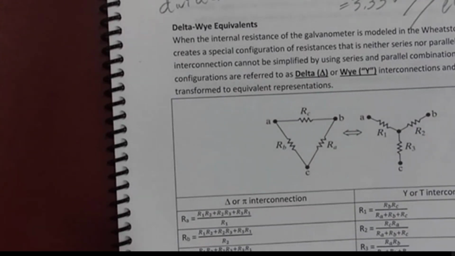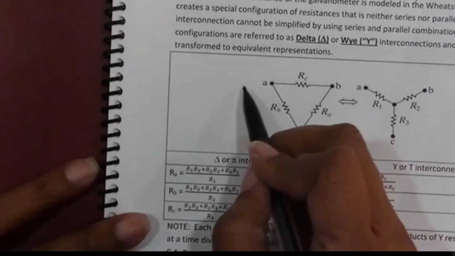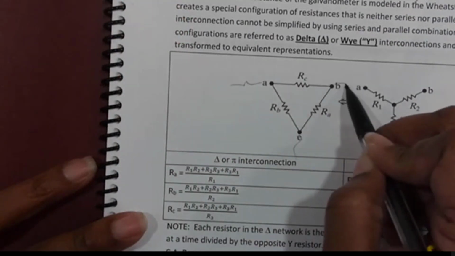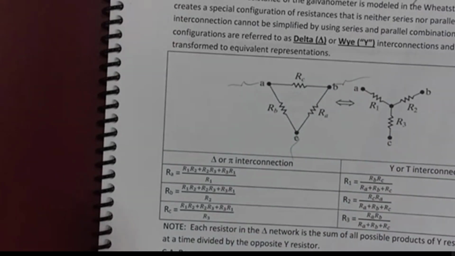So until you learn about delta and Y equivalents, the only way to do those problems is to write 3 KVL equations and then solve for the unknowns. I'm going to show you another way to do that where you simplify the circuit and then solve for R. And that's called delta Y equivalents. So when you have a circuit that has other stuff over here, and these resistors are in a triangle like that, we call it a delta. A delta. It's also called a pi. A delta or a pi.